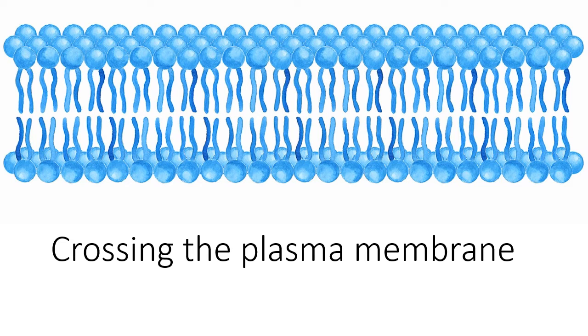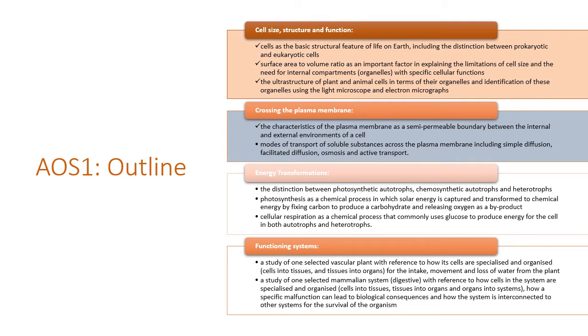In this PowerPoint, I'll be going through types of transport across the plasma membrane. In the area of study 1 outline, we can see this under crossing the plasma membrane. So the modes of transport of soluble substances across the plasma membrane, including simple diffusion, facilitated diffusion, osmosis, and active transport.